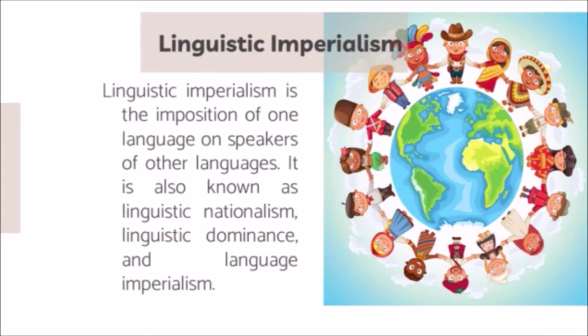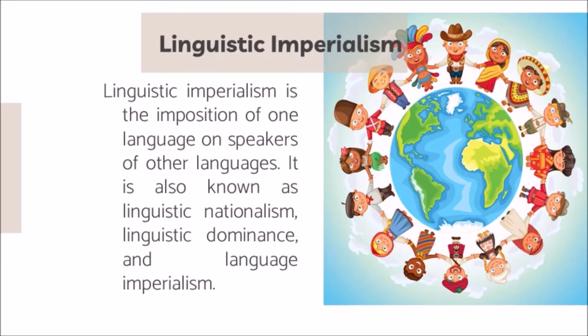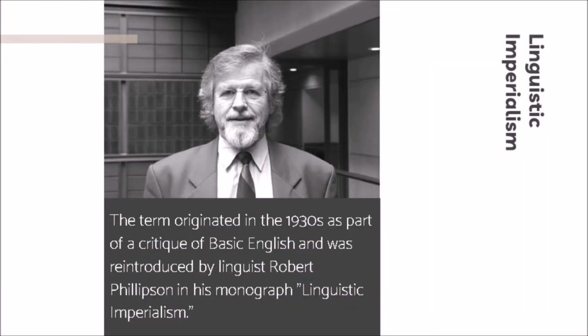Linguistic imperialism is the imposition of one language on speakers of other languages. It is also known as linguistic nationalism, linguistic dominance, and language imperialism. In our time, the global expansion of English has often been cited as the primary example of linguistic imperialism. The term originated in the 1930s as part of a critique of Basic English and was reintroduced by linguist Robert Phillipson in his monograph Linguistic Imperialism.